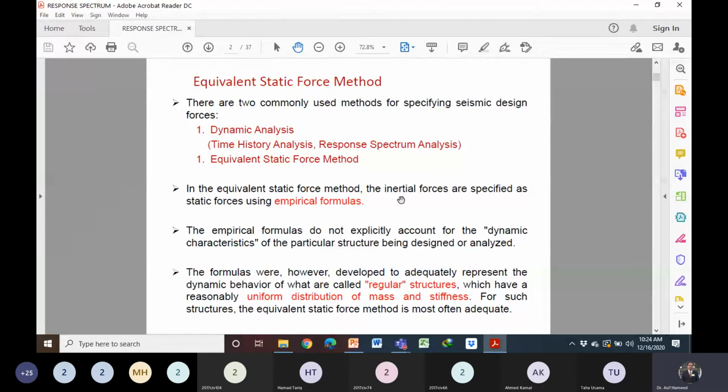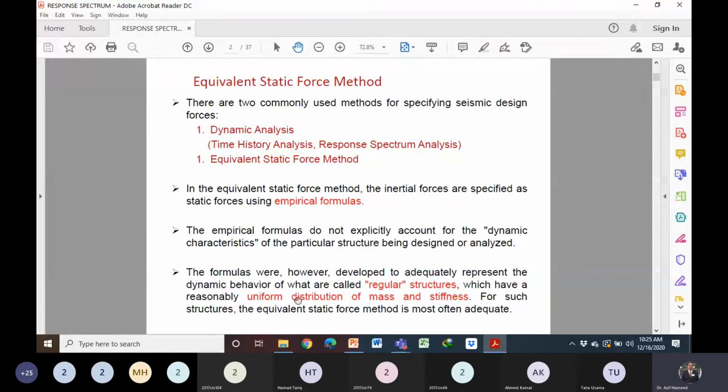along the height. Okay. So please note down here, these empirical formulas do not explicitly account for the dynamic characteristics of the particular structures being designed or analyzed. So they don't consider the dynamic characteristics explicitly, but they have incorporated the type of the loading and also the dynamic properties of the structures in the empirical formulas. And this method has some limitations.